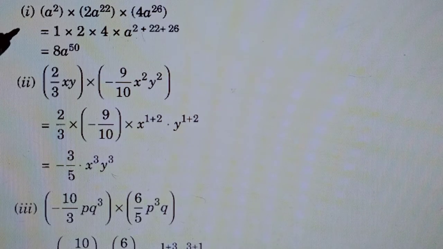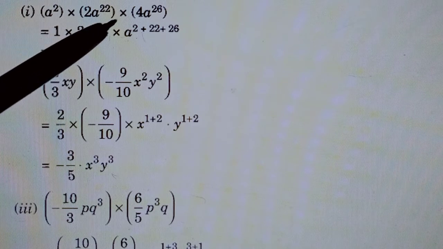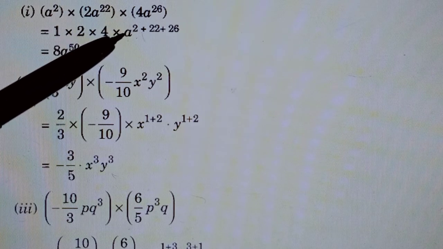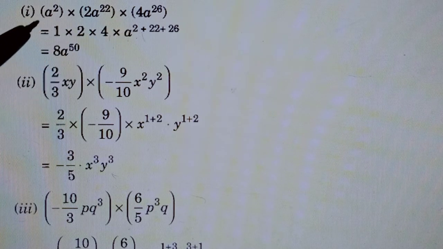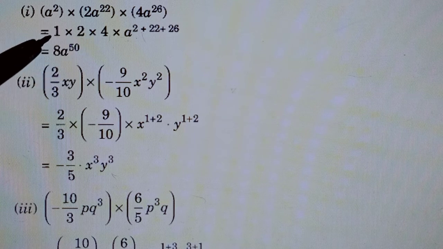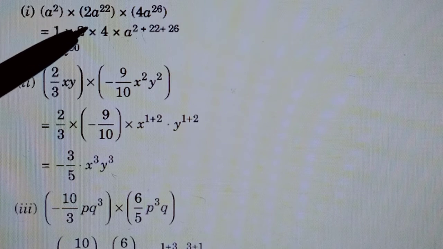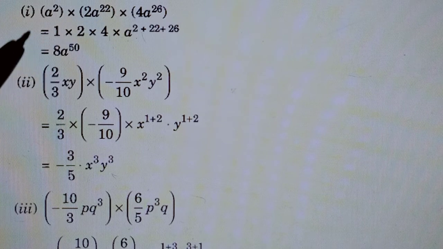The first one here goes as, you have these three to be multiplied. So the rule remains the same as I had told you. First multiply all the signs. All were positive, so the resultant is also positive. Then multiply the numerical coefficients. So you have 1 into 2 into 4. That becomes 8.